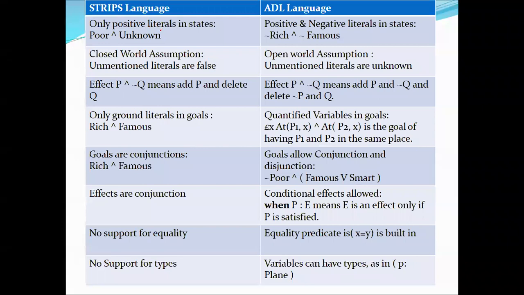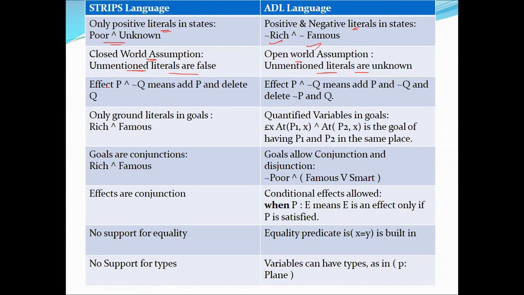STRIPS allows only positive literals, something like Poor and Unknown. STRIPS does not allow negative literals. Actually, it won't allow any negative literal. Whereas ADL allows both positive and negative literals. You can include statements like not rich and not famous. And STRIPS uses the closed world assumption, that is, all unmentioned literals are assumed to be false. Whereas ADL uses the open world assumption, that is, unmentioned literals are unknown. If some literals are unmentioned, then it means that we just don't know about them.